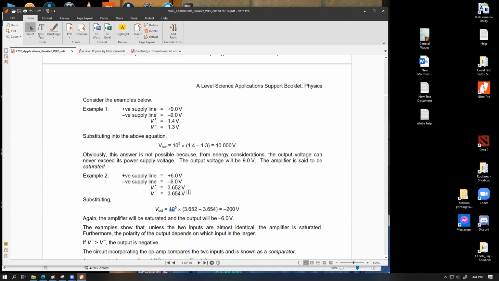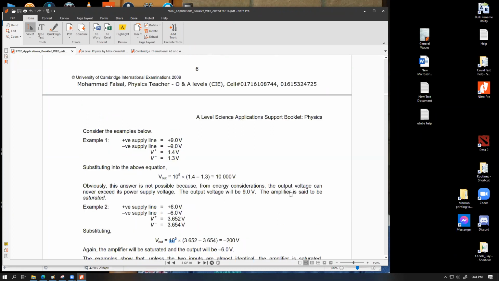This is the idea of saturation: the output voltage of the op amp becoming equal to one of the maximum values of the supply voltage. This is what we mean by becoming saturated.